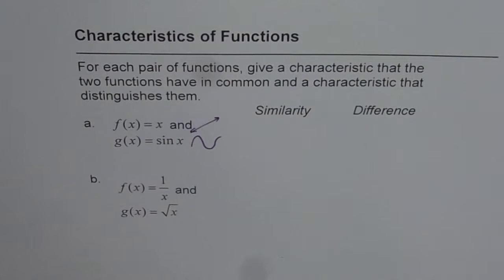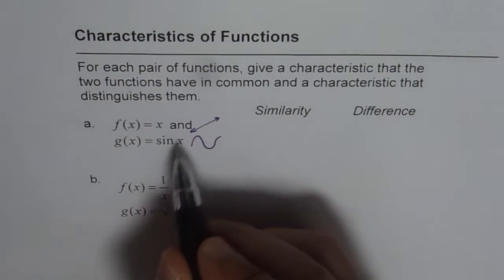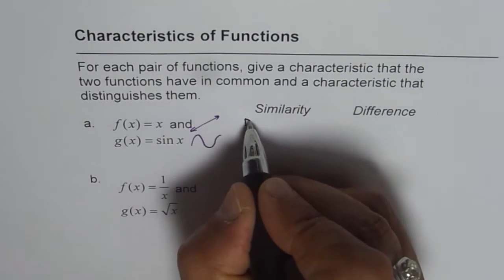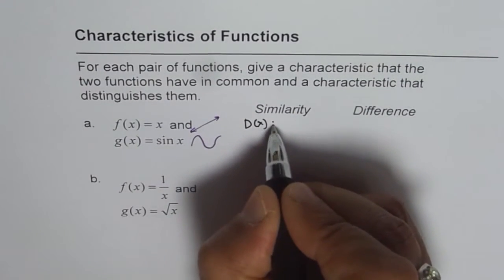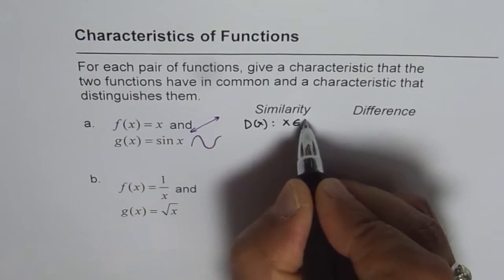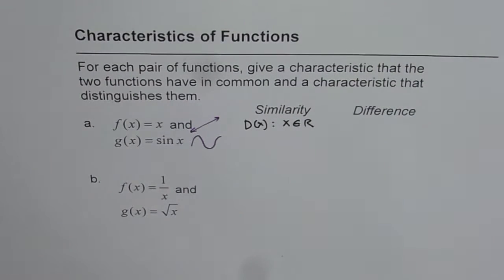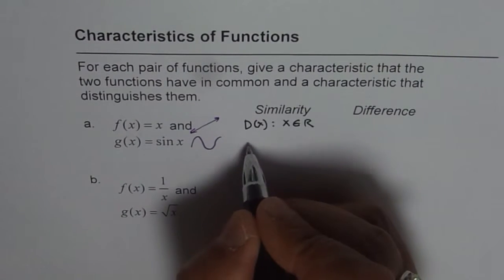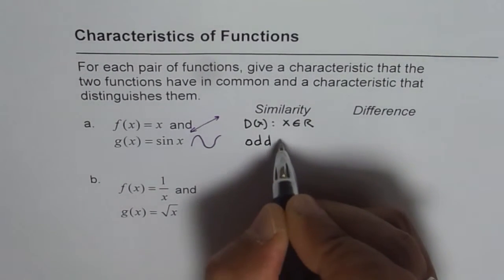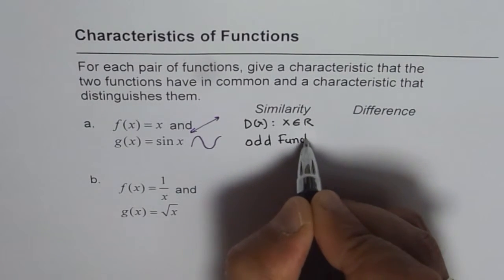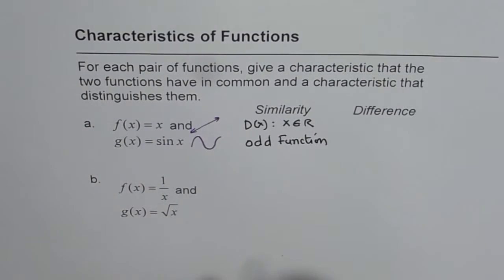Well, one of the similarities is that their domain is the same, right? So we say the domain of these functions is x belongs to real numbers. So that is definitely a similarity. Can you tell me one additional similarity? That's kind of tricky, correct? Well, both are odd functions. That is the second similarity between these two.